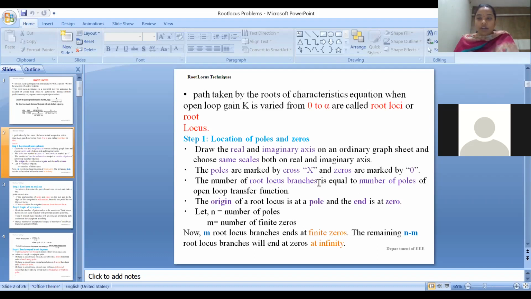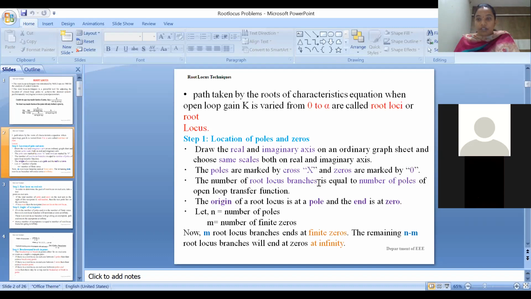If you find any zeros and poles, if they are simple, they will exist on the real axis. If they are complex, they should occur in conjugate pairs, right? Any poles should be represented by a cross symbol. Any zeros should be represented by a small O symbol. Here n is equal to the number of poles and m is equal to the number of finite zeros. That is the representation. That is the first step: you locate the poles and zeros on the real axis.